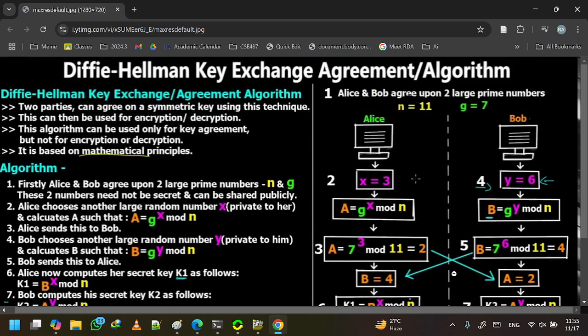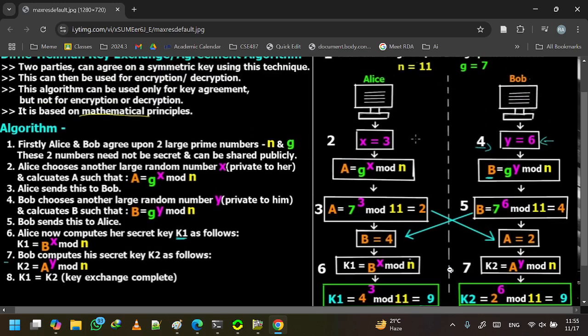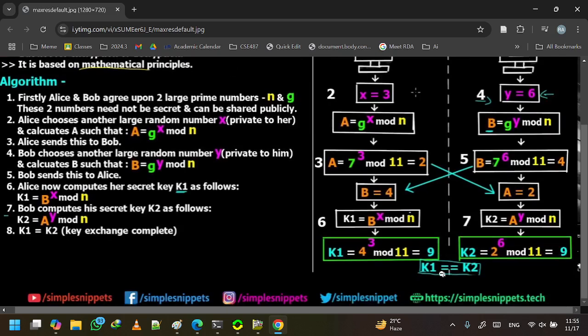So this is why you call it Diffie-Hellman key agreement or key exchange. Actually, key was not exchanged, but key was agreed upon without even exchanging any secret information. So we did not exchange any secret information, yet a secret has been established over here.